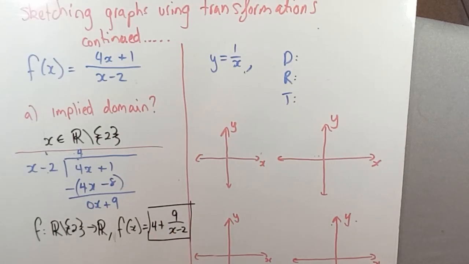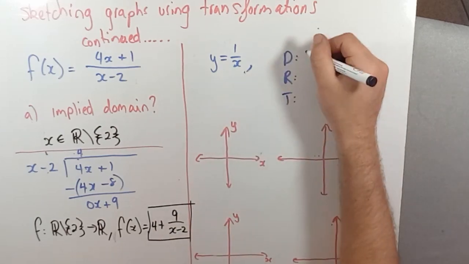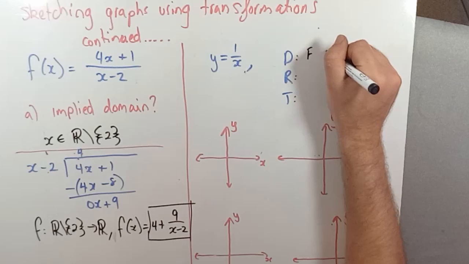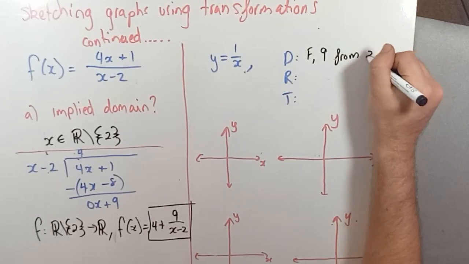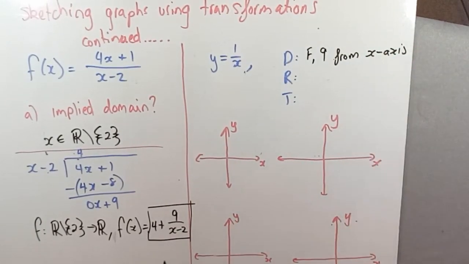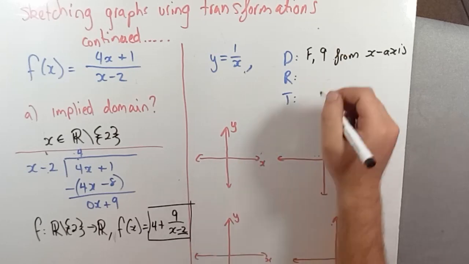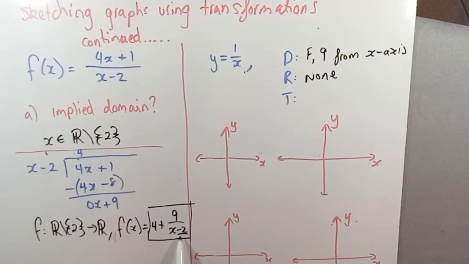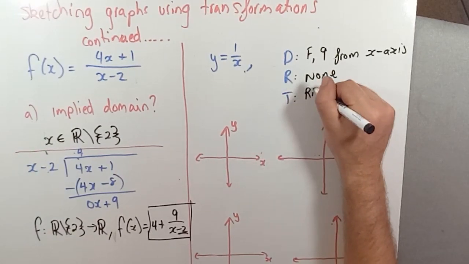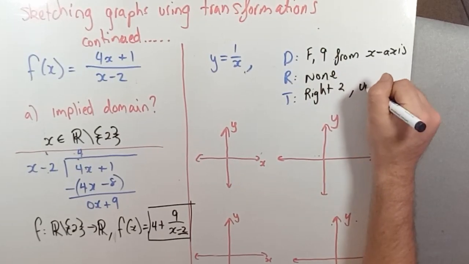Okay, so let's write them out. I can do it by inspection. Sure, let's do it by inspection. So x minus 2, well, let's do the dilations first. Dilation, factor of 9. From which axis? From the x-axis. Okay, and then there are no reflections, and it moves right 2 and up 4.